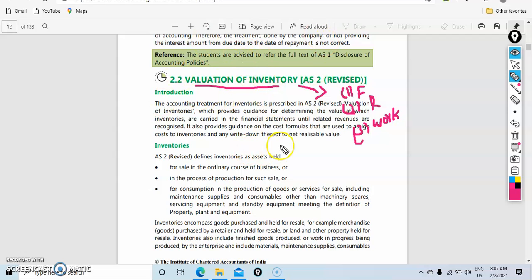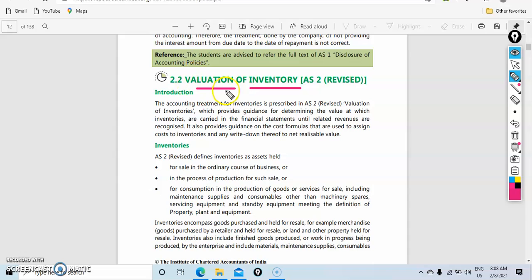Actually, these inventories should be represented in the balance sheet. On the asset side we will represent the inventory, and at that time it should be represented with the correct amount. It should not be overstated or understated. It should be the balanced one. How to value inventory is taught by this standard.